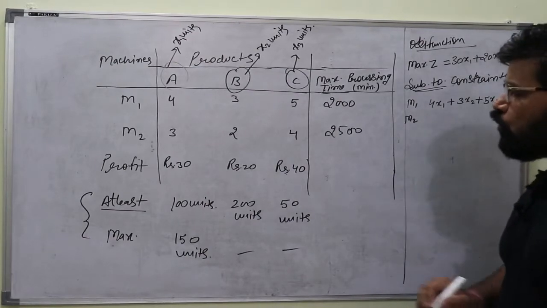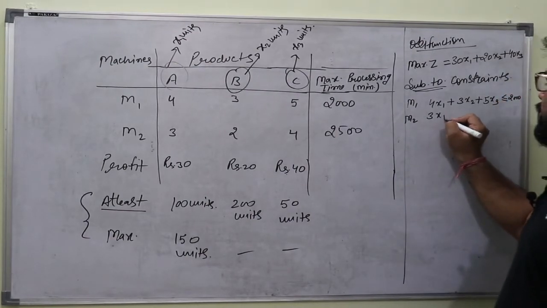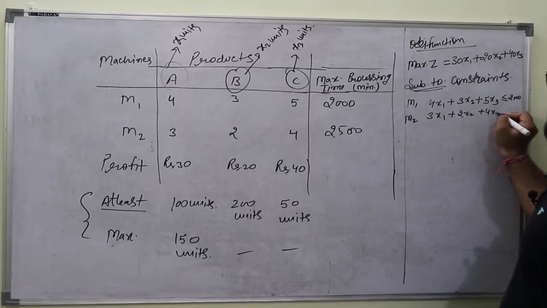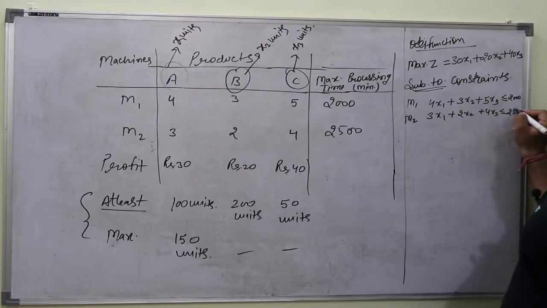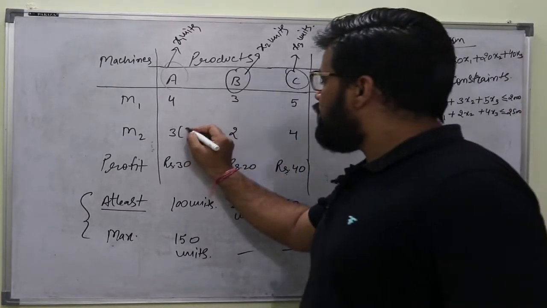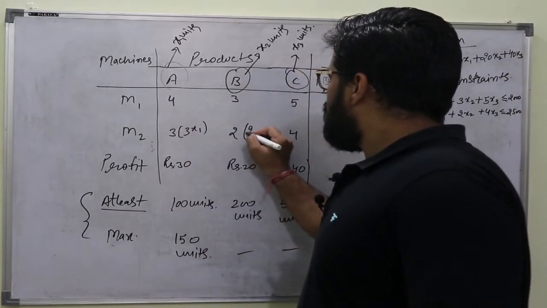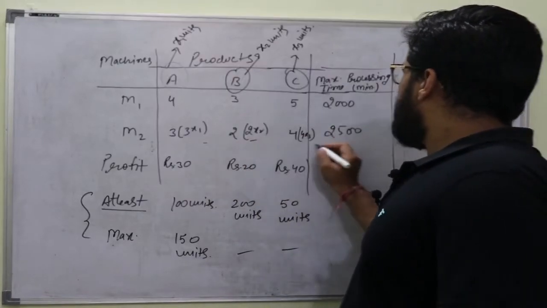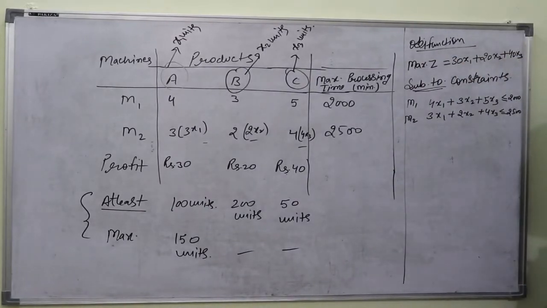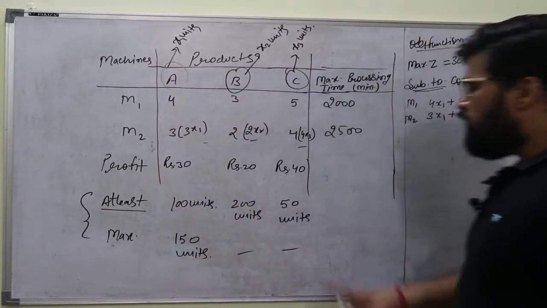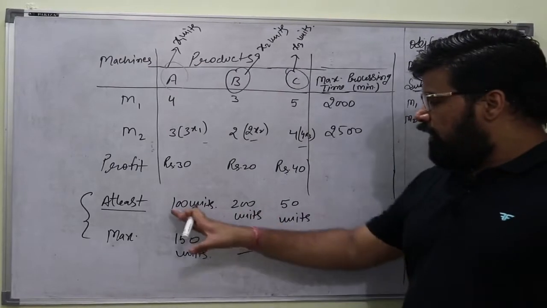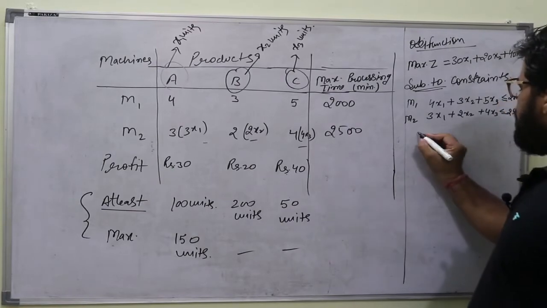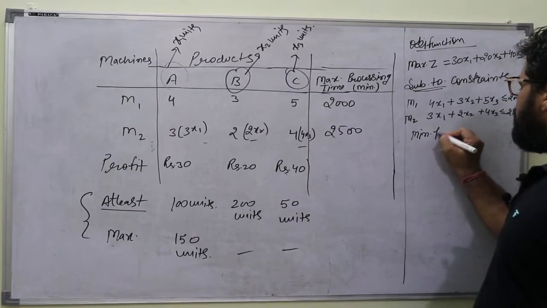Similarly for M2, 3x1 plus 2x2 plus 4x3 less than or equal to 2500. You can do it like if it is 3x1, it is 2x2 and it is 4x3, and this total should be less than or equal to 2500. Done. Now there is a constraint related to the minimum and maximum production also. So first we'll see the minimum production requirements.